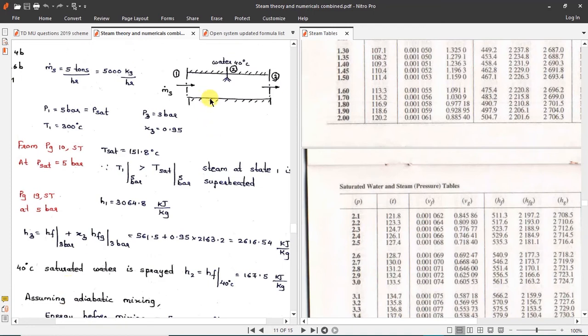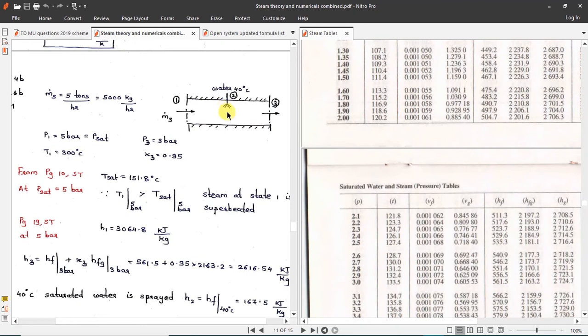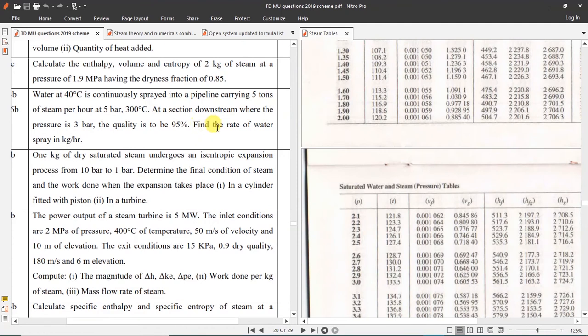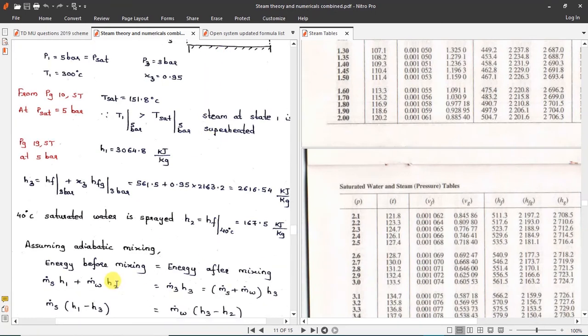So what is energy before mixing? Mass of steam at point number 1, m dot s, into enthalpy of point number 1, h1, plus water is being mixed. So the mass of water we have to calculate. Now this you have to understand. In this way we will be calculating the mass of water. Find the rate of water spray. So m dot water spray multiplied by enthalpy of point 2. This is before mixing, equal to energy after mixing.